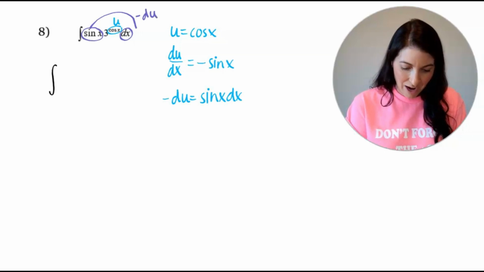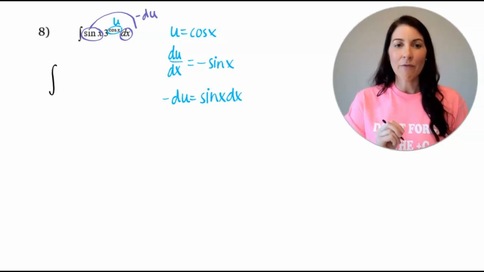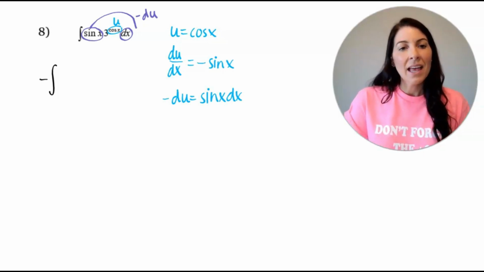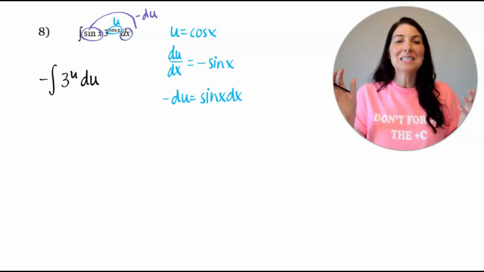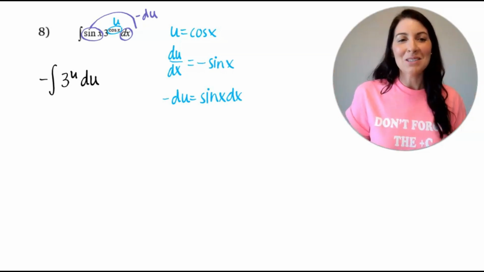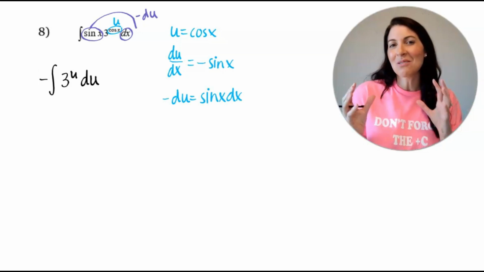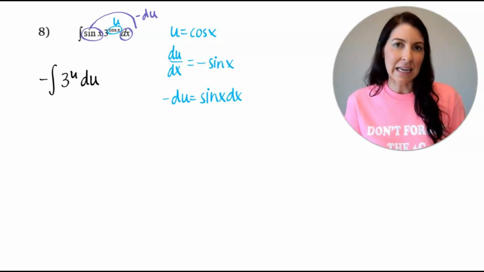Let's go ahead and rewrite this integral in terms of u. And that negative sign in front of the du, I'm going to bring out in front of the integral. And then we would have 3 to the power of u du, a much simpler integral than what we started with. And that's the power of u-substitution. We're using u-substitution to write it in a much simpler way. And now it's time to take this antiderivative.